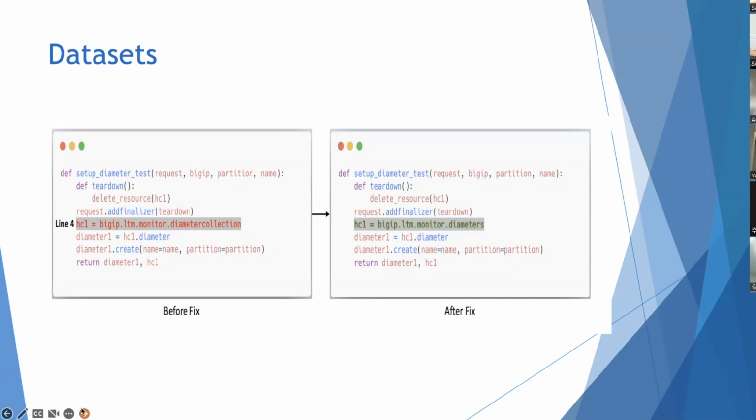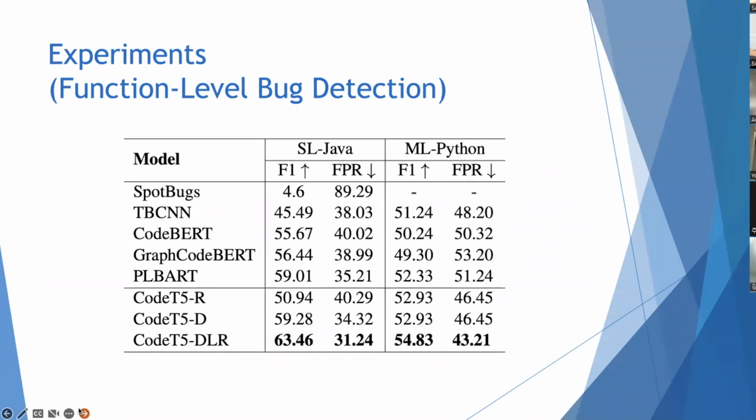So moving towards the experimental parts, the first one is the function level bug detection. They have used different types of models, out of which CodeBERT, GraphCodeBERT, and PLBART are the pre-trained models, and TBCNN is a tree-based CNN, which is basically assigning a label to a given code and spotting bugs. It's a static analysis based approach for Java for bug detection, so that's why there are no figures for Python.